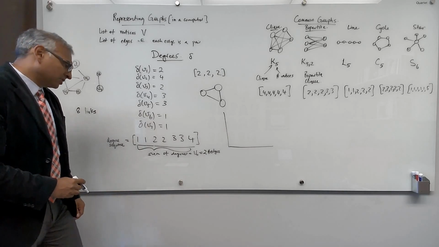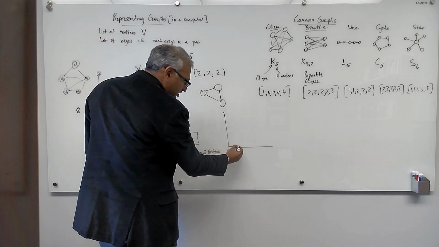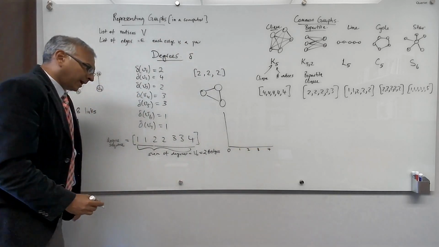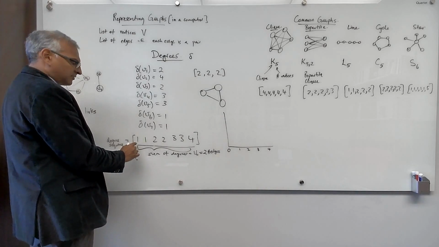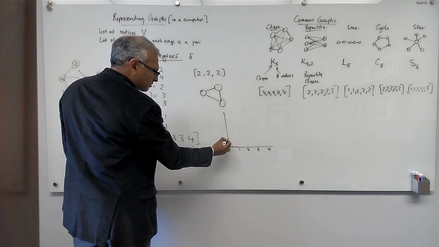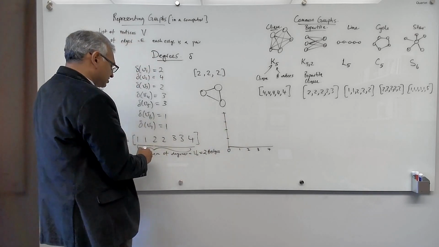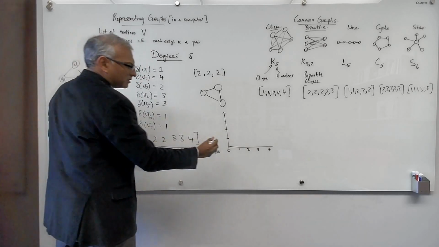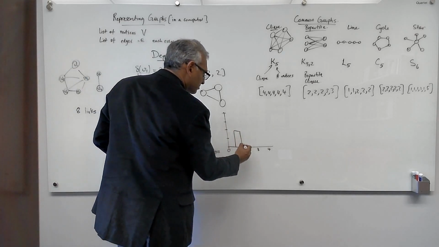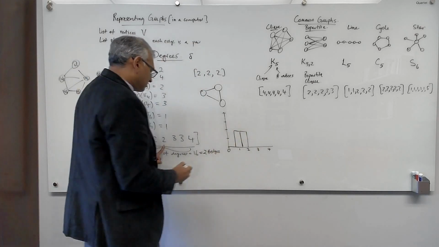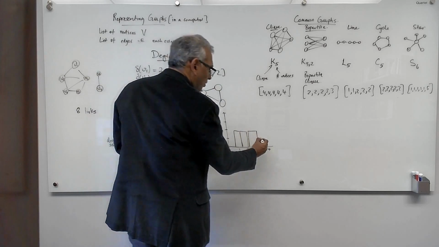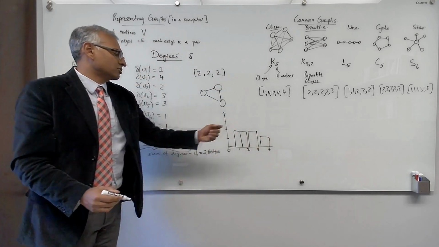Think about it this way. There's degree 0, degree 1, degree 2, degree 3, degree 4. How many vertices have degree 0? Well, there are none. How many vertices have degree 1? I'm going to go 1, 2, 3, 4. 2 have degree 1. How many vertices have degree 2? 2 have degree 2. How many vertices have degree 3? 3 have degree 3. And how many vertices have degree 4? 1 has degree 4.